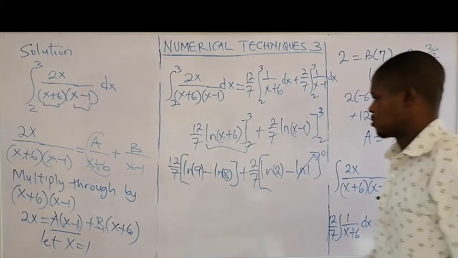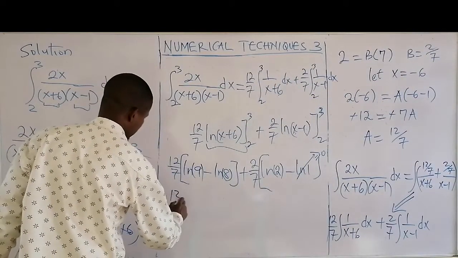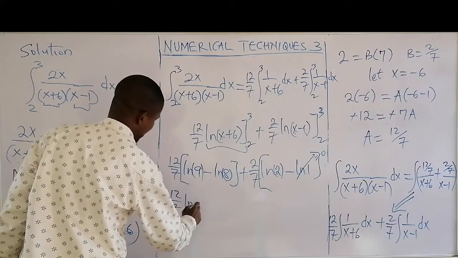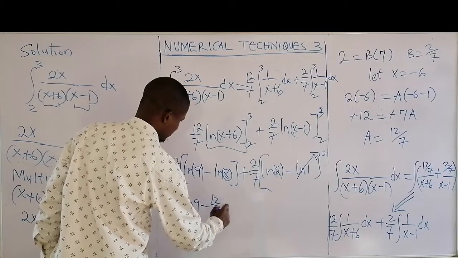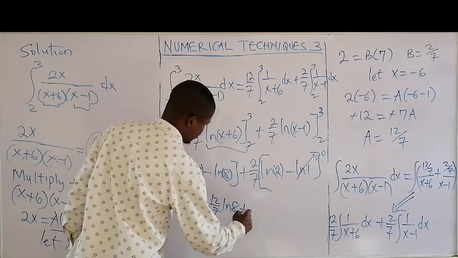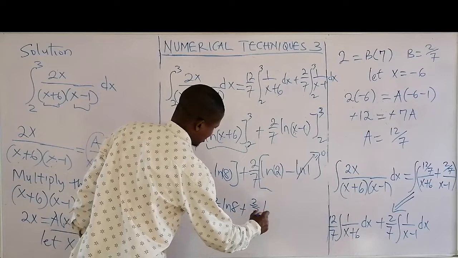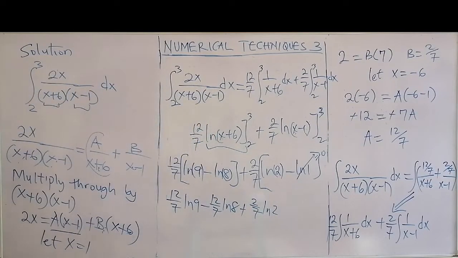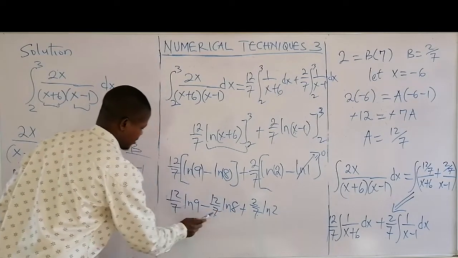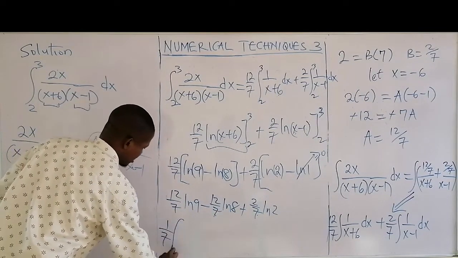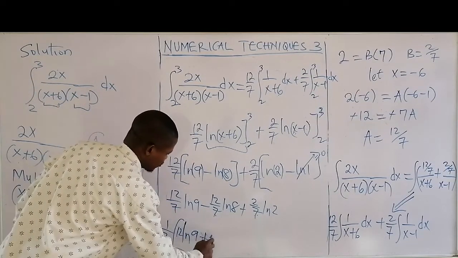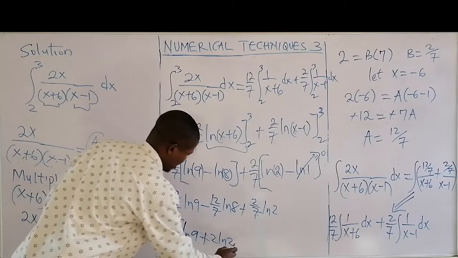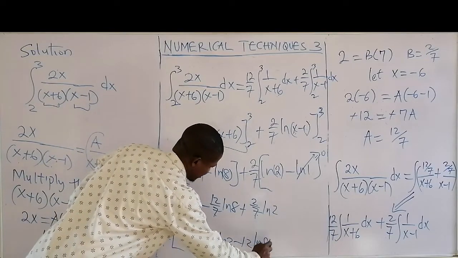So we now have 12 over 7 ln 9 minus 12 over 7 ln 8 and plus 2 over 7 ln 2. So that's the answer. I just want to do efficiency, and we can do that. 1 over 7 is there, 7 is there, 7 is there. Take it outside. 1 over 7 and open your bracket. 12 ln 9 followed by plus 2 ln 2, then minus 12 ln 8.